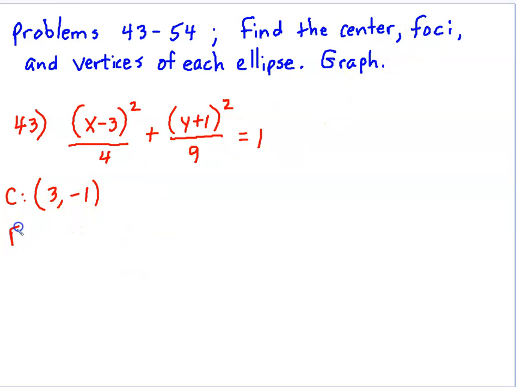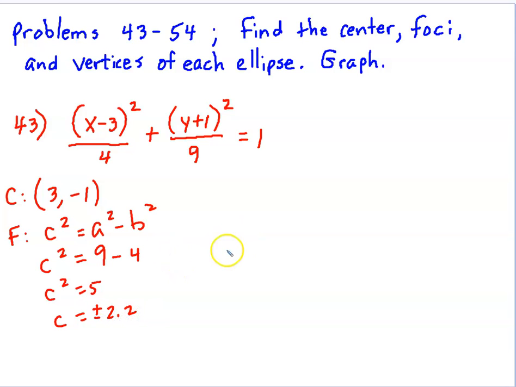Okay, for focal points, we're going to use our formula that we use a lot with ellipses: c squared equals a squared minus b squared. When we find c, we'll know how far it is from the center to each of the focal points. So c squared is going to be a squared, which is 9, minus b squared, which is 4. So c squared is 5. So c is going to be the square root of 5, and for all of these radicals, you can just round them to the nearest tenth. So the square root of 5 is 2.2, plus or minus.